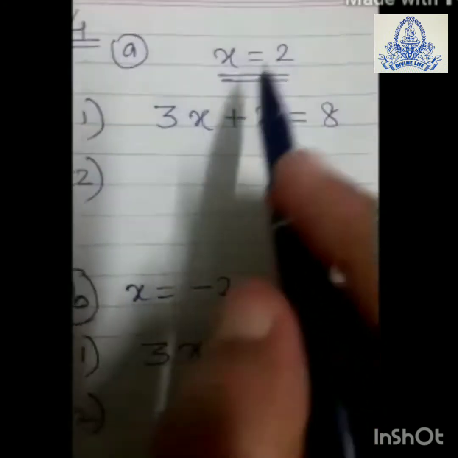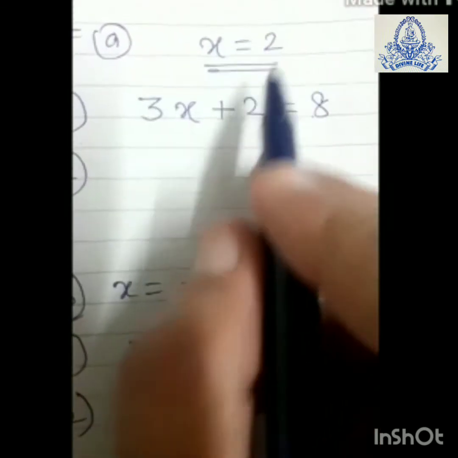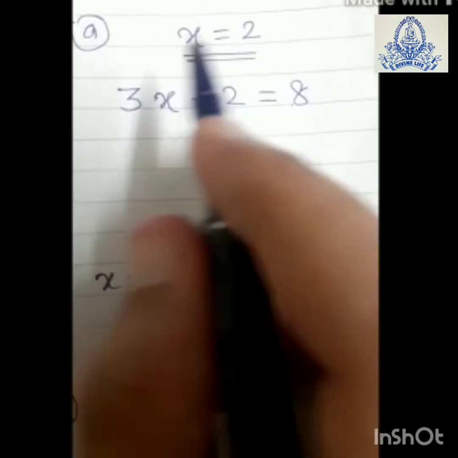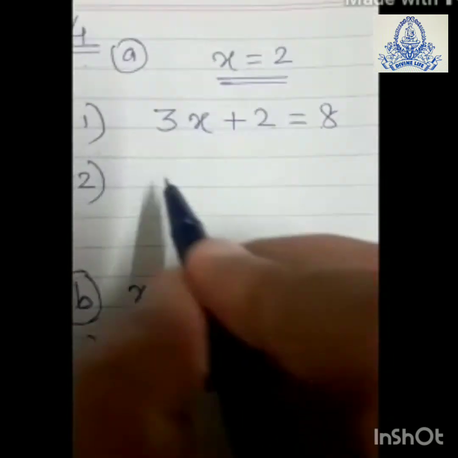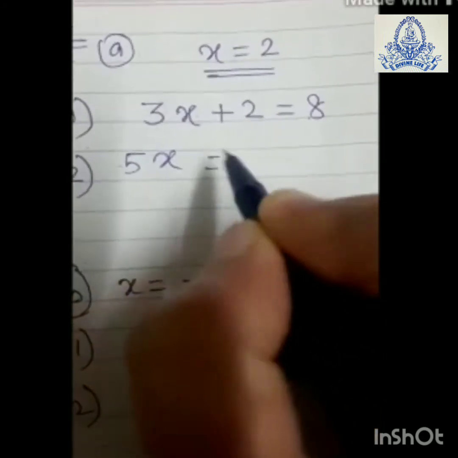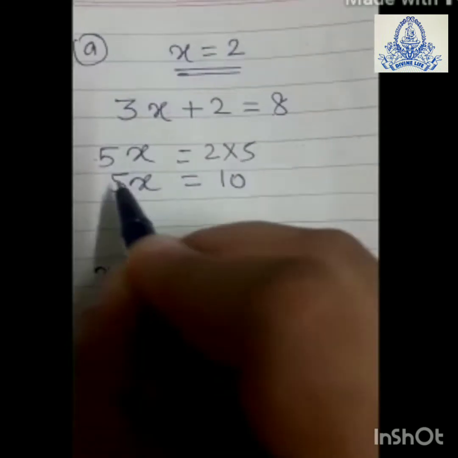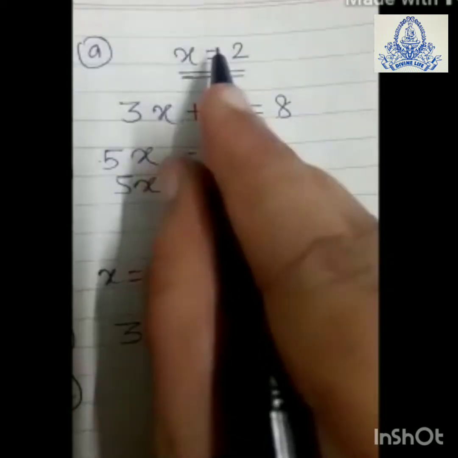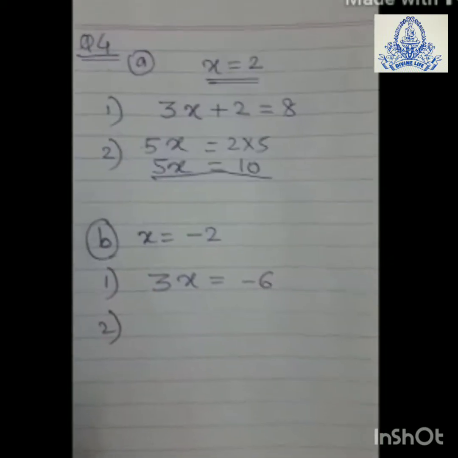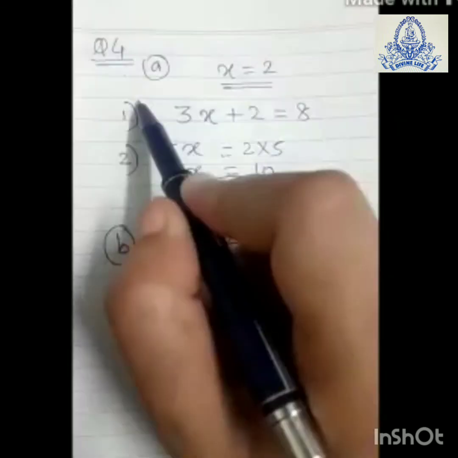Another example: see, x is equal to 2 is given. Let us take multiplied by 5 on both the sides. Multiplied by 5 on both the sides means 5x is equal to 2 into 5, that is 5x is equal to 10. So what will be the solution of this? x is equal to 2. So this is your next equation. In this way you have to make one more equation. This is question number 4a.